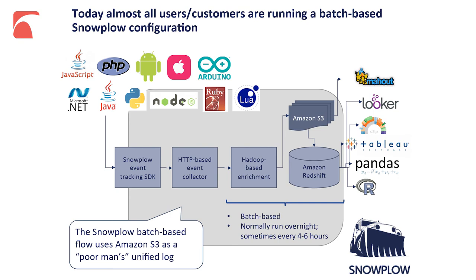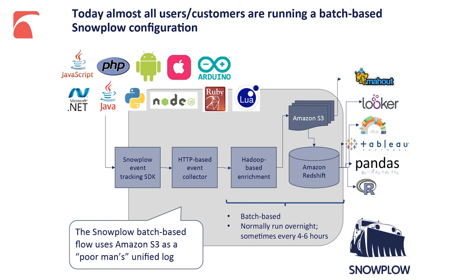So today, almost everyone is running a batch-based Snowplow configuration. What does that mean? That means we've got a set of event trackers that run in different platforms, including web and mobile. Those get collected in real time as they happen with an event collector. But then this bit is all batch. We have a Hadoop-based enrichment process, and then the data goes into Amazon S3, and then it gets loaded into Amazon Redshift as well.